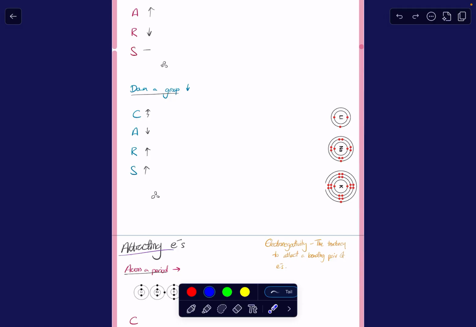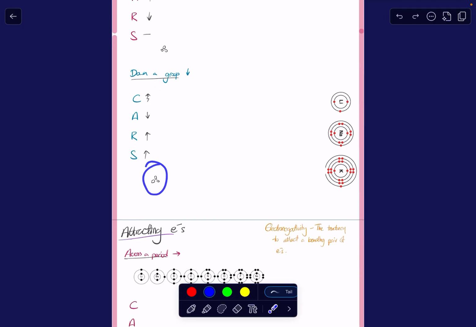The question is about radius. Let's link it back. Therefore, as we go down a group, the radius will increase. This is because as we go down a group, the shielding increases as we increase the number of shells. The attraction decreases as the outer electron is now further away from the nucleus, so there is less attraction. Therefore, the radius of the atoms going down a group will increase. Full stop, there's your 3 marks. And that is how you use location cars.